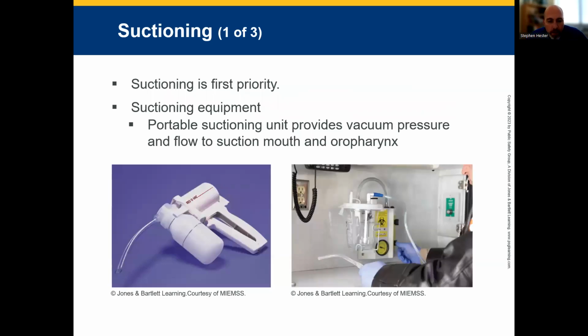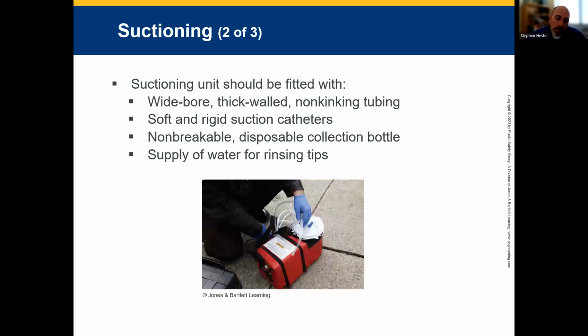There's your suction devices. Most people have portable suction, vacuum pressures to help get sputum or vomit out of the airway, so that we can prevent aspiration. And then here's your portable suction device here.